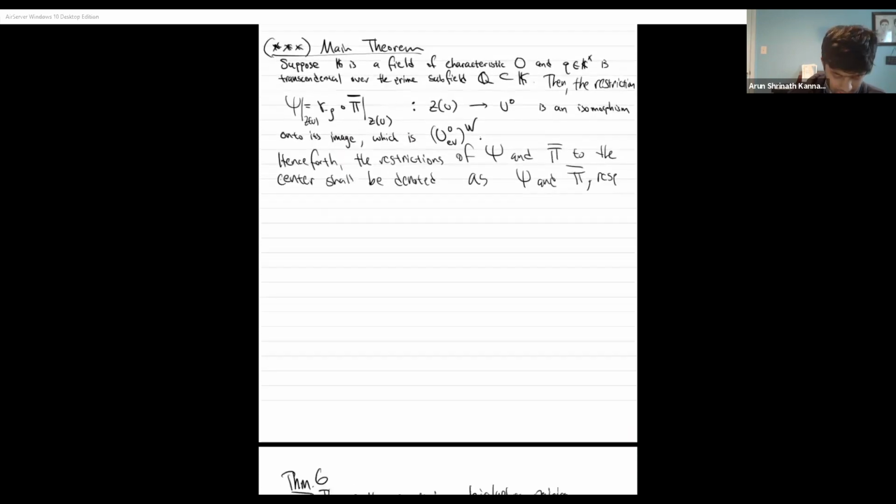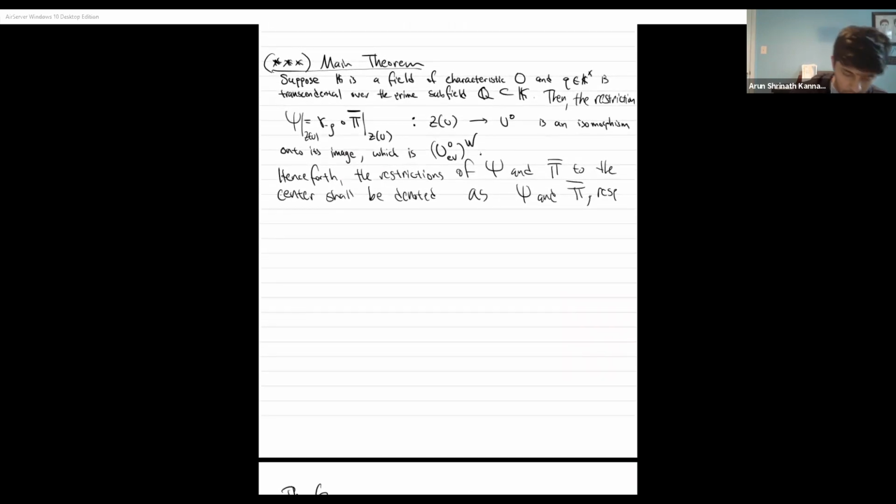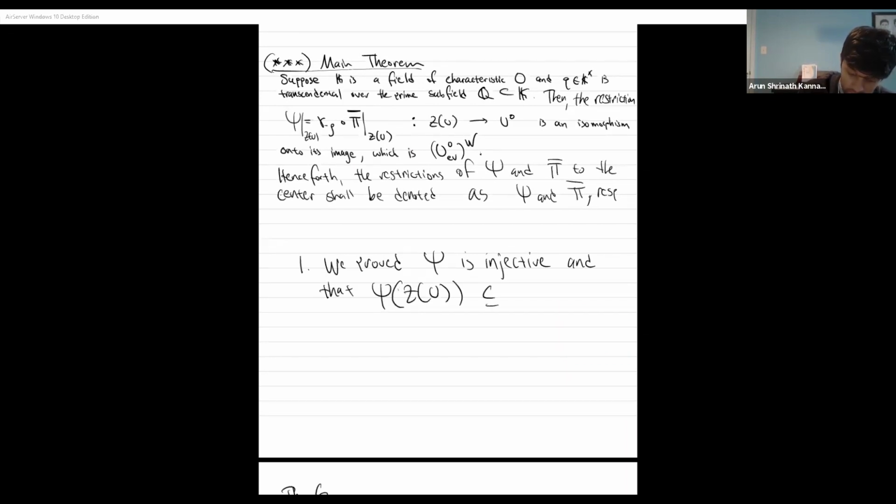And so what we did last time was we proved that this map is injective, and that psi of z of u indeed lies in this. So what we've been concerned with then is surjectivity.